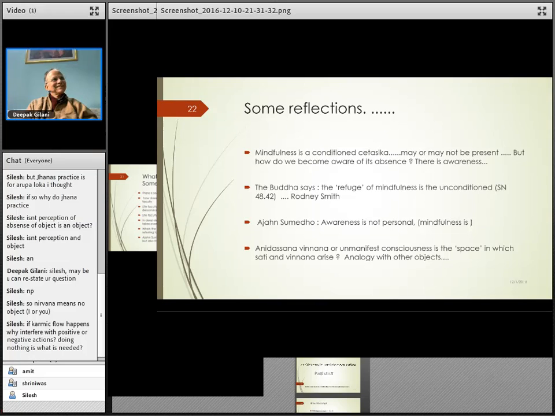Shailesh has a question: if the karmic flow happens, why interfere with positive or negative actions? Doing nothing is what is needed. Yeah, but if we can do nothing, that is wonderful. We can't, because there is suffering and we react to it because we have those inclinations. Doing nothing in the sense of not reacting. Doing nothing is not in the sense of being passive, tolerating and suffering. That's why doership is the cause of karma. So anything done with doership will give rise to karma. It may be wholesome or unwholesome.